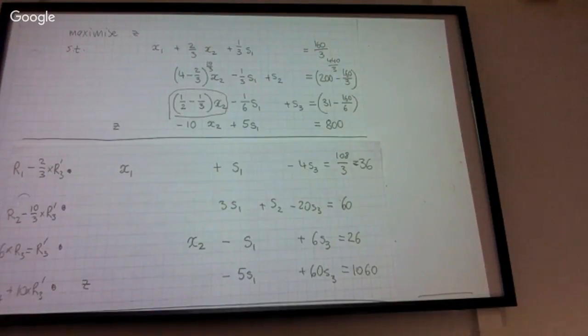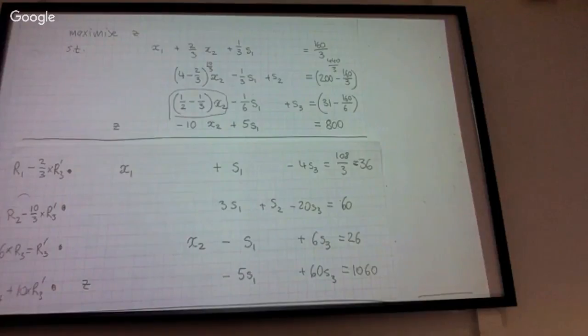Now, to find which variable leaves the basis, I do the ratios. The ratio is the right-hand side divided by the coefficient of x2, and this right-hand side divided by the coefficient of x2, and this right-hand side divided by the coefficient of x2. Okay, so far so good. Now, when I have all these ratios, I select the one that's the smallest among them. The smallest turned out to be this number divided by that number.